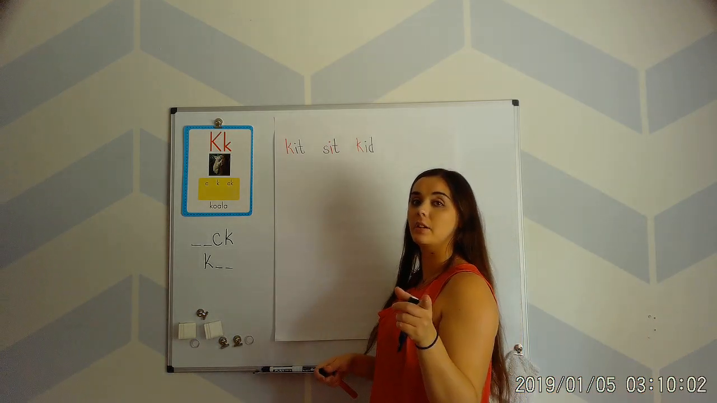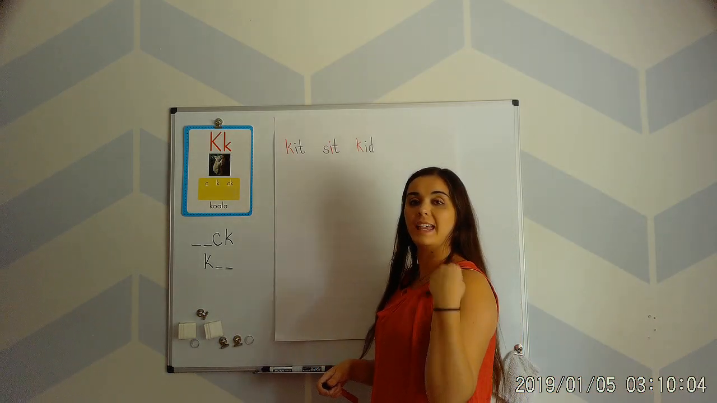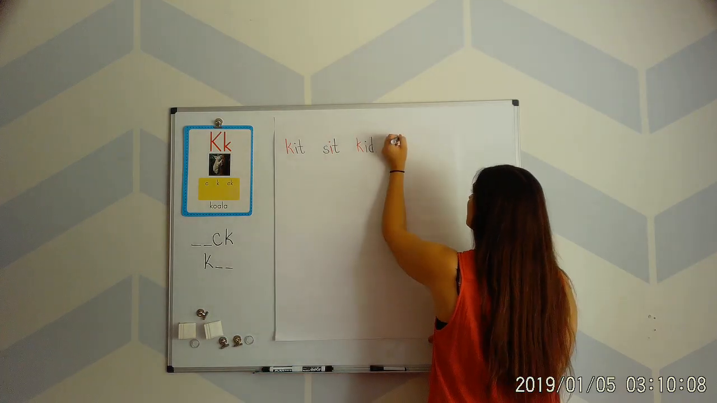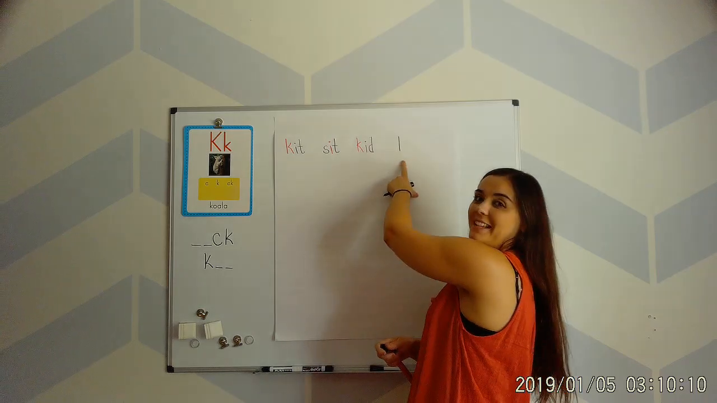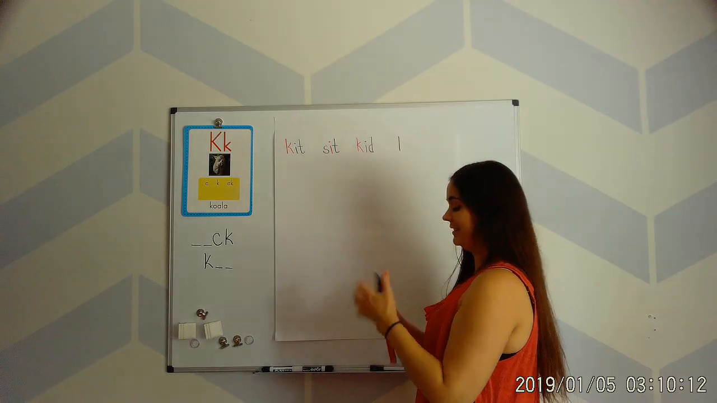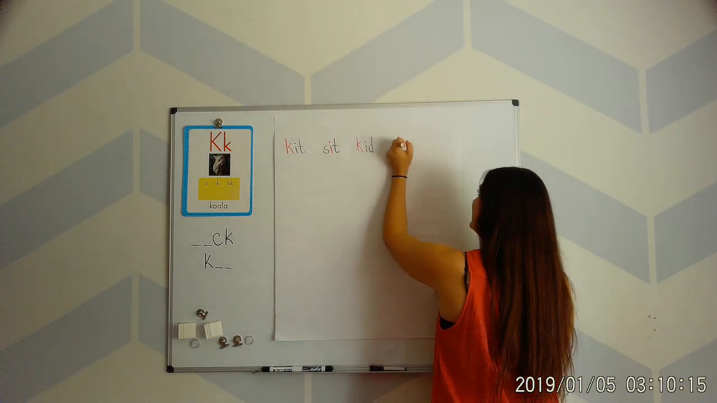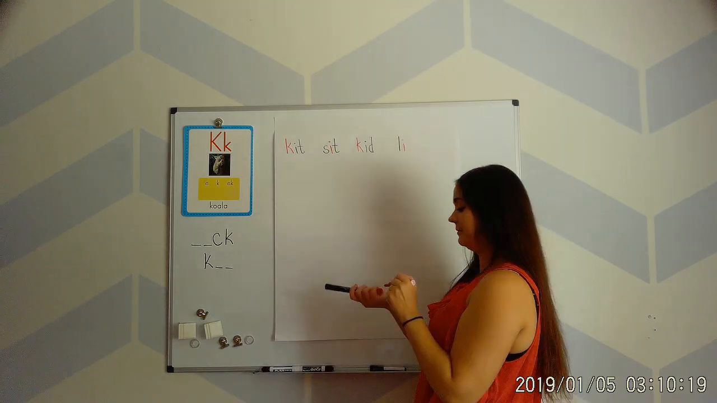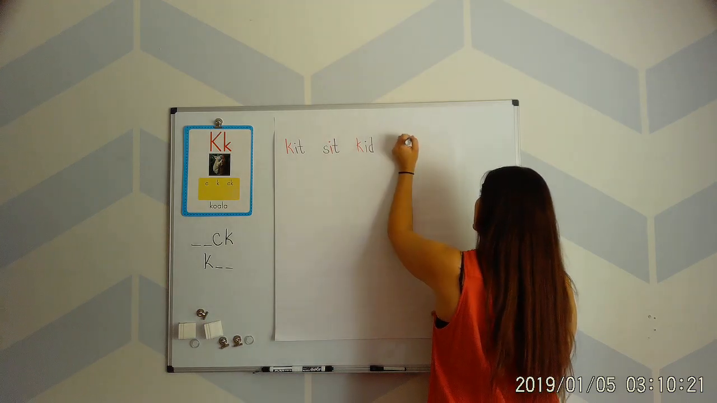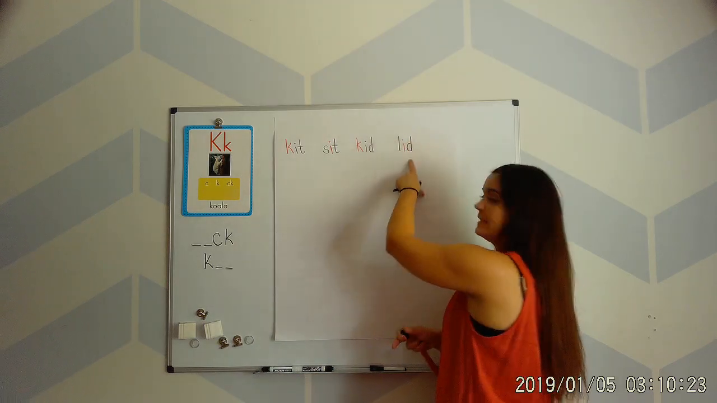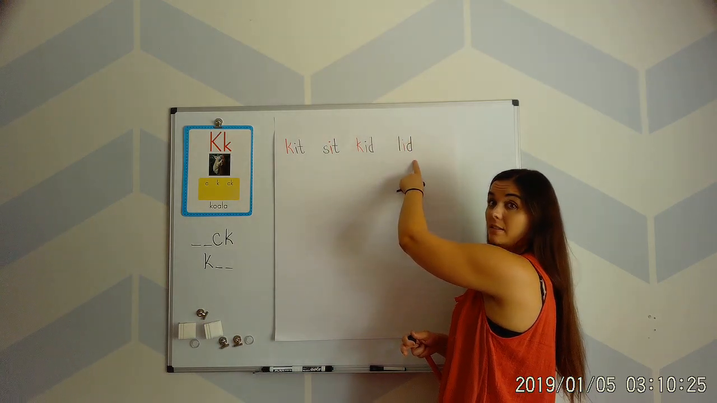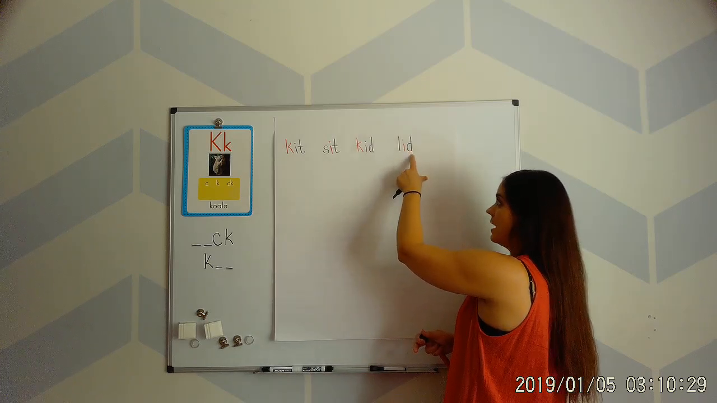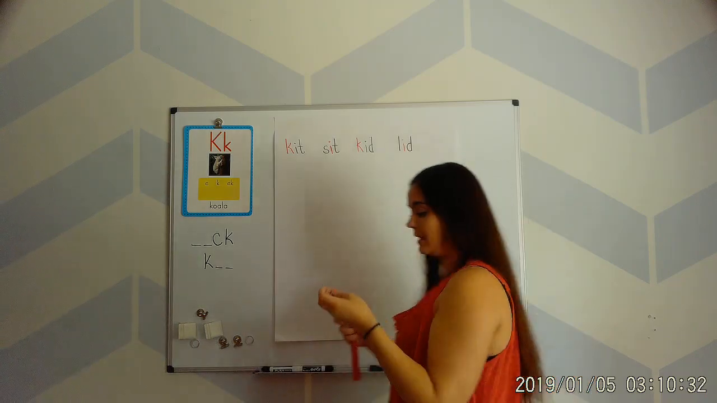All right, next word. Lid. Your turn. La, i, da. Lid. So L says what? La. And then we've got I in the middle that says i. And D says what sound? Duh. Let's blend the word. La, i, duh. Lid. Excellent, thank you.